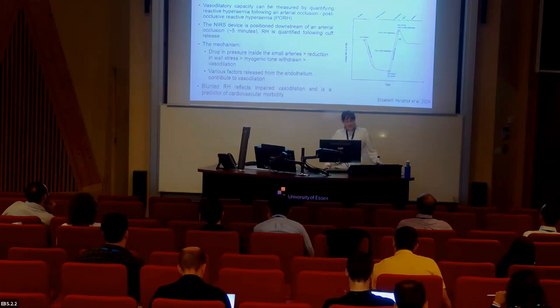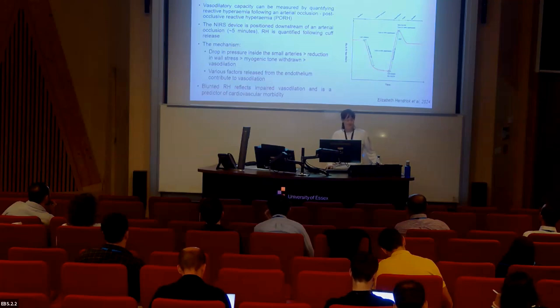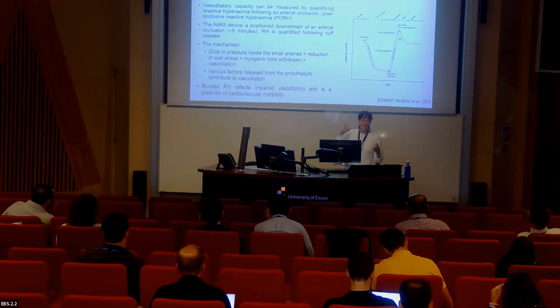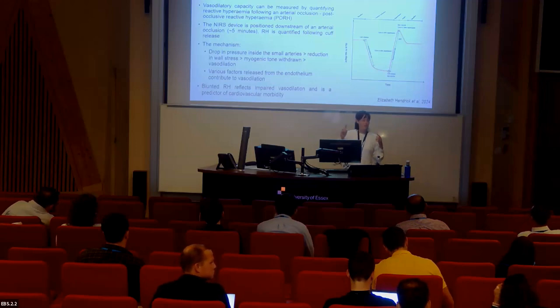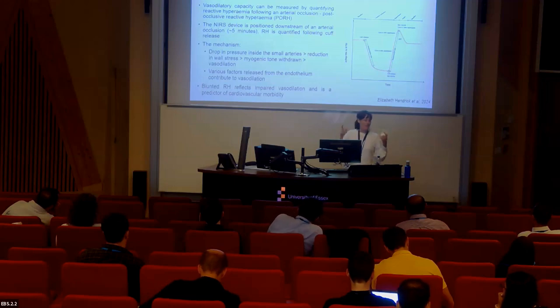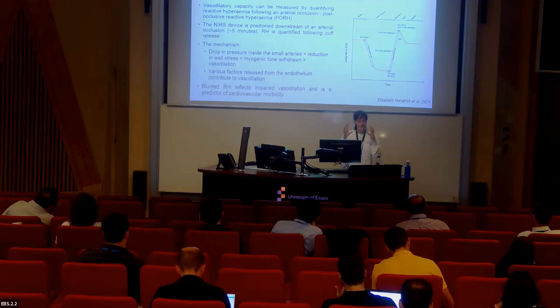So mNIRS can be used to assess vasodilatory capacity. We talked a little about this yesterday in Kevin McCauley's fantastic presentation. Vasodilatory capacity can be measured by quantifying reactive hyperemia following an arterial occlusion. And this is called post-occlusive reactive hyperemia, or PORH. And to do this using mNIRS, you need to position the device downstream of an arterial occlusion. Usually they're 5-minute arterial occlusions. In some studies, they've used 3 minutes. And then reactive hyperemia is quantified following the release of the cuff.